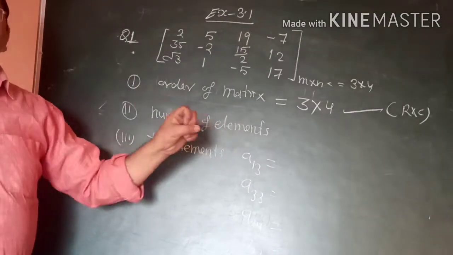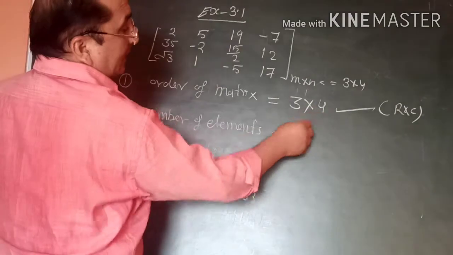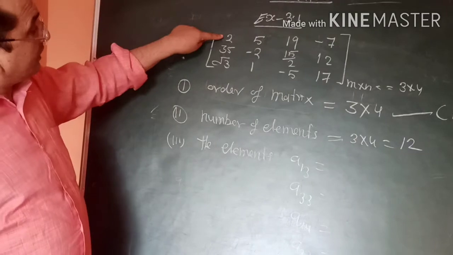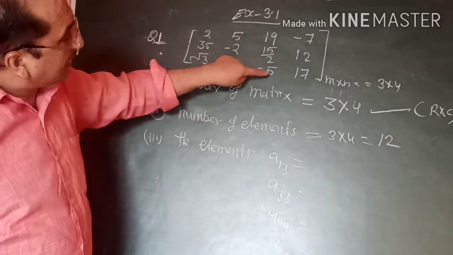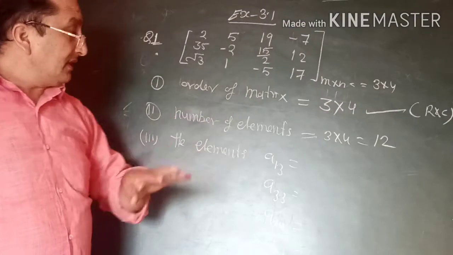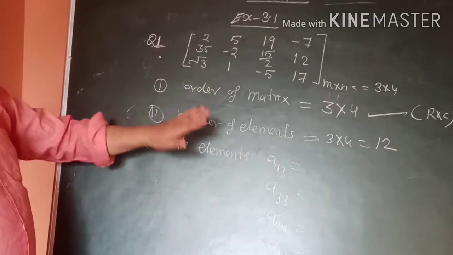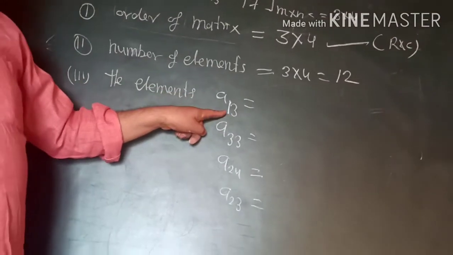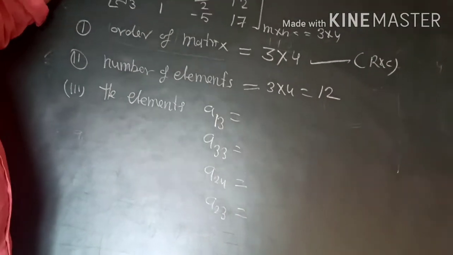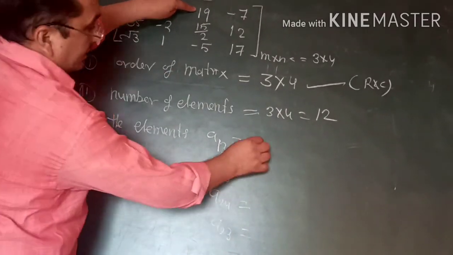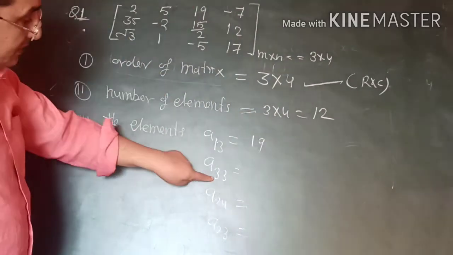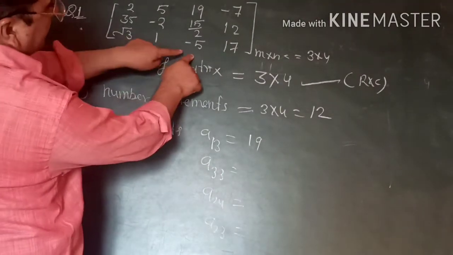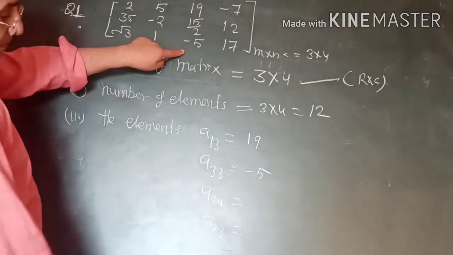Number of elements means we have to multiply both of them: 3 times 4, 12 elements are there. We can count 1, 2, 3, 4, 5, 6, 7, 8, 9, 10, 11, 12. 12 elements are there. We also have to find the elements. A13 means first row, third column. 1, 2, 3, and this is 19 that will come. A33: third row, third column. Third row, 1, 2, 3, third column. This is minus 5 that will come.